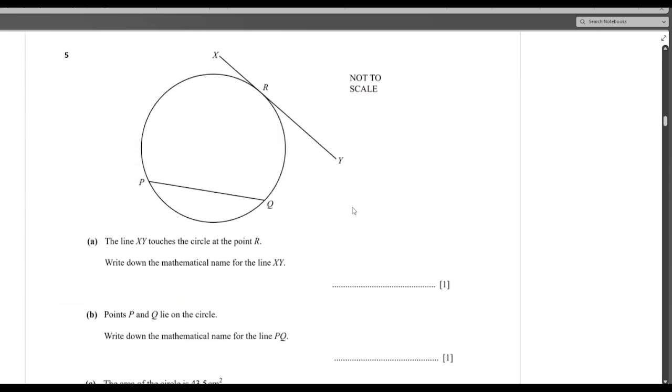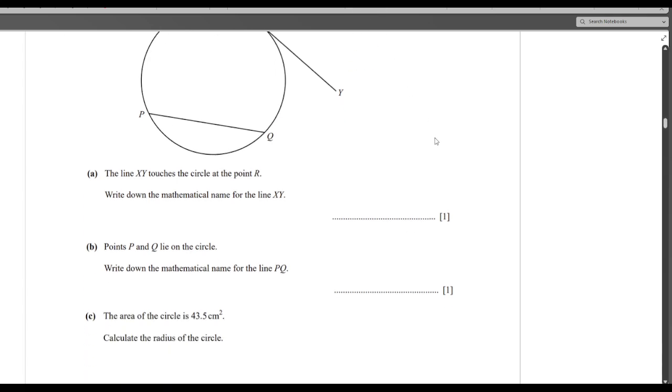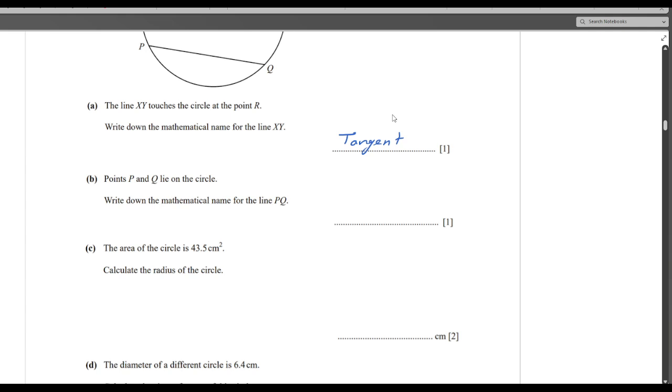The line xy touches the circle at point R. Write down the mathematical name for the line xy. So this line xy we call it the tangent. Points P and Q lie on the circle. Write down the mathematical name for the line PQ. This PQ is called a chord.